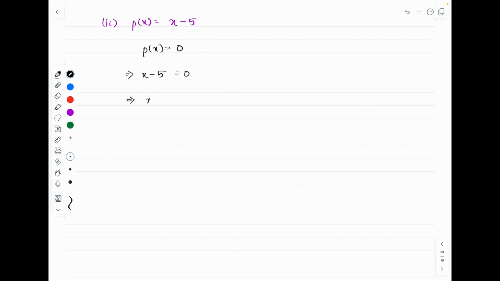If x minus 5 equals 0, this is x equals 5. Therefore 5 is the zero of the polynomial. 5 is the zero of the polynomial x minus 5.